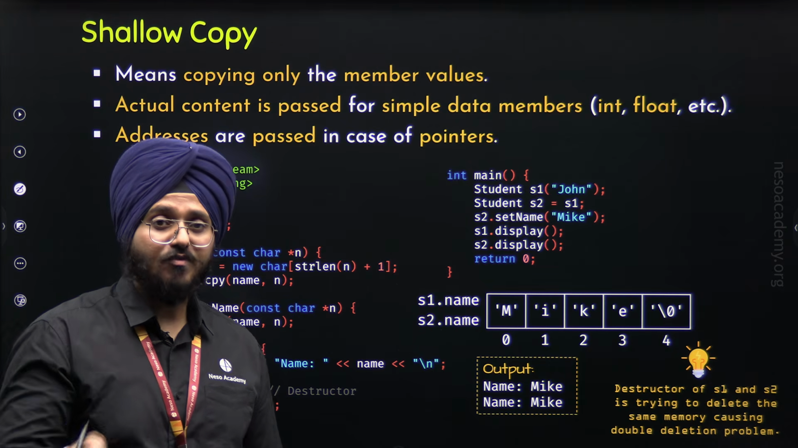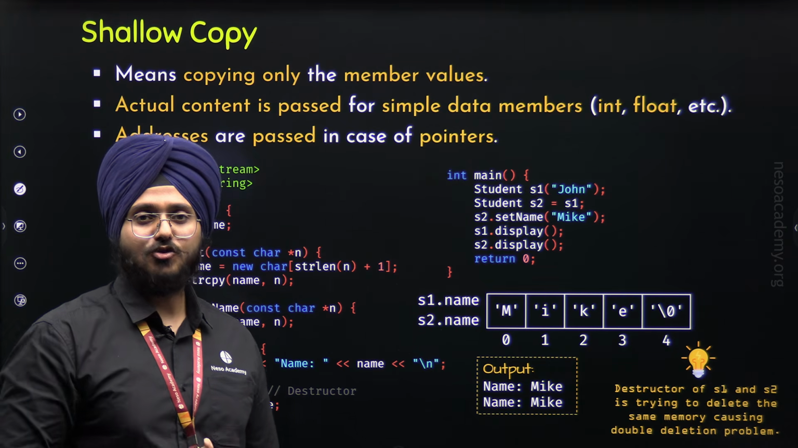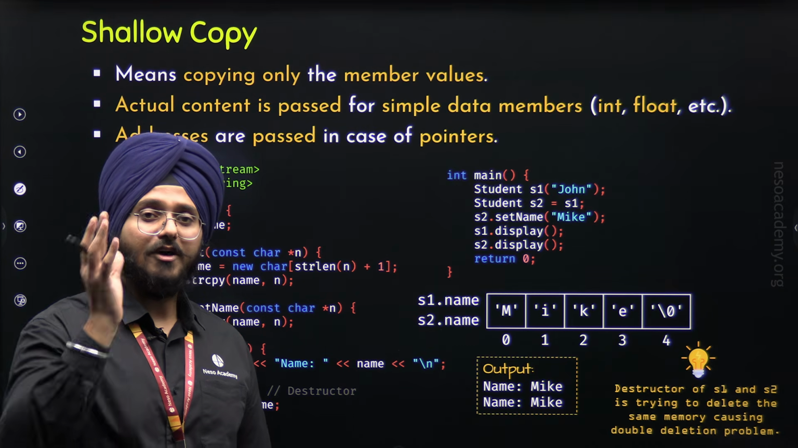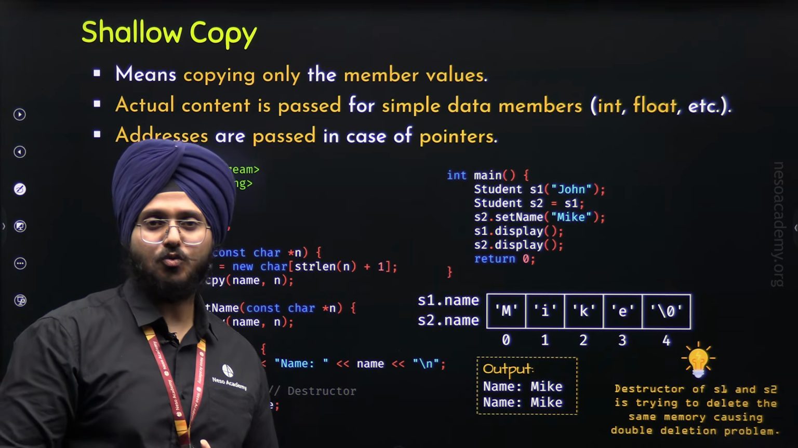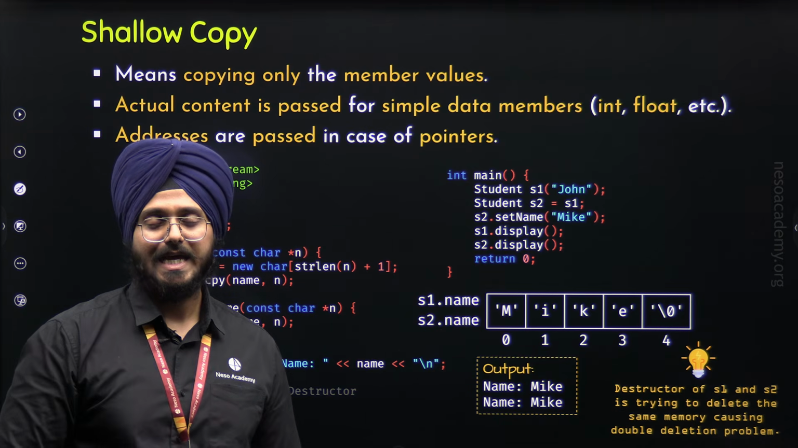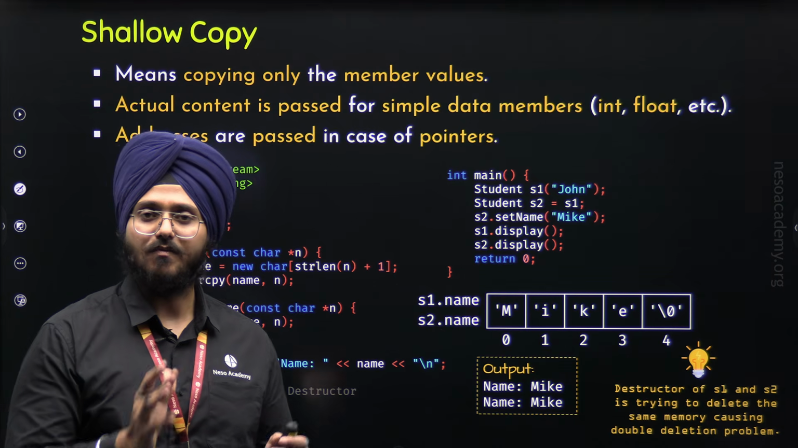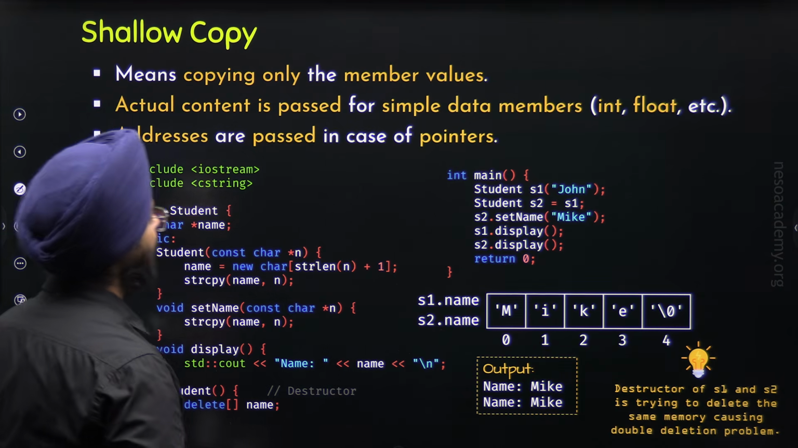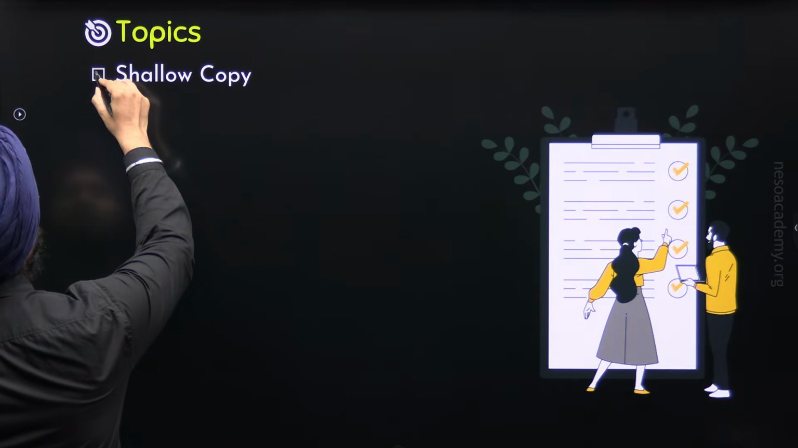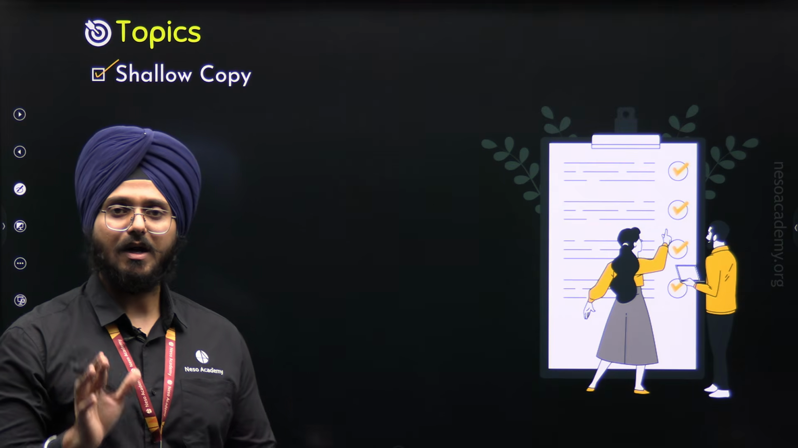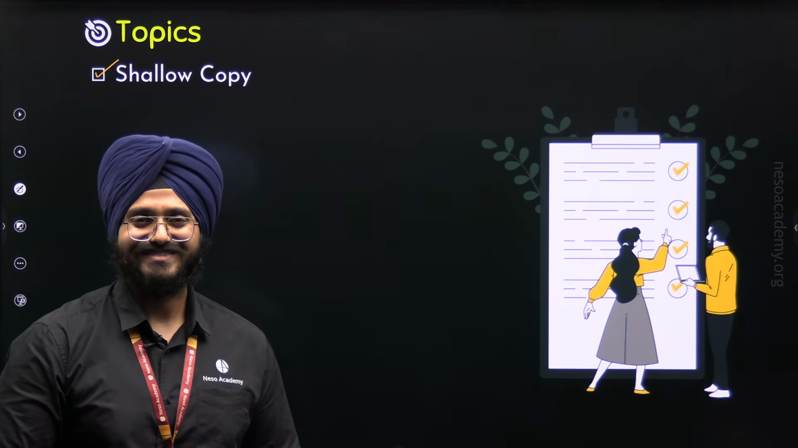So, now we want to address these limitations. We want to remove them somehow. In order to remove and resolve these issues, we have something called deep copy. Deep copy is the concept which we will understand in the next lecture. For now, we are done with the shallow copy concept. This means we are done with this topic and we are done with this lecture.